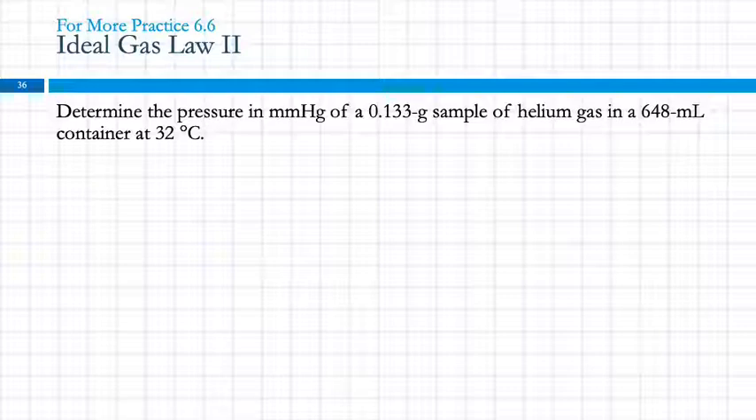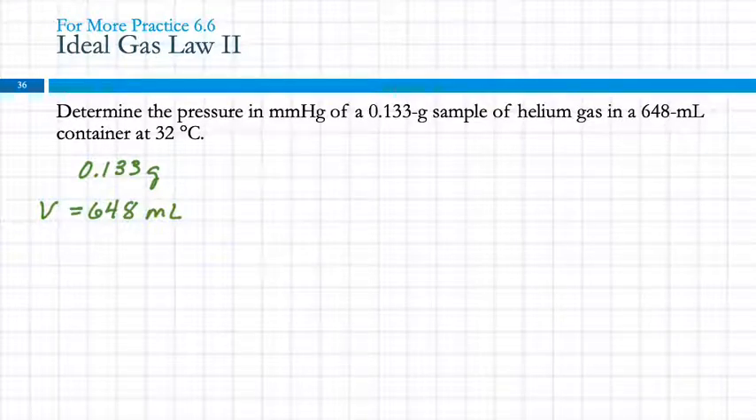So the first number I get is 0.133 grams. And does that match up with any of the variables in the ideal gas law? No, it doesn't. That's a mass. Is there a relationship between that and moles? Well, we'll figure it out. So that's a mass. We don't know what to do with it. We'll just let it sit there and hopefully we'll feel better about something else. 648 milliliters. Okay, that sounds better. What's that? That's volume.